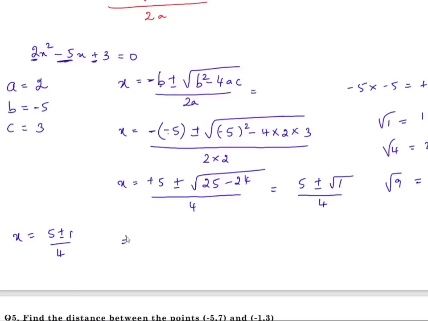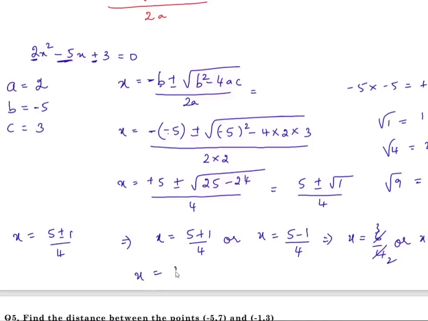So what do we get? Take plus value first: x equals 5 plus 1 by 4, or x equals 5 minus 1 by 4. This implies x equals 6 by 4, or x equals 4 by 4. 6 by 4 is 3 by 2, or 4 by 4 is 1. Therefore, we get x equals 1 and x equals 3 by 2.